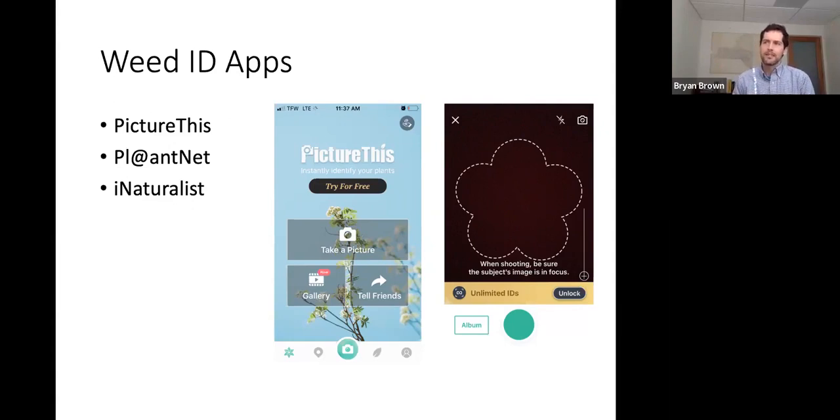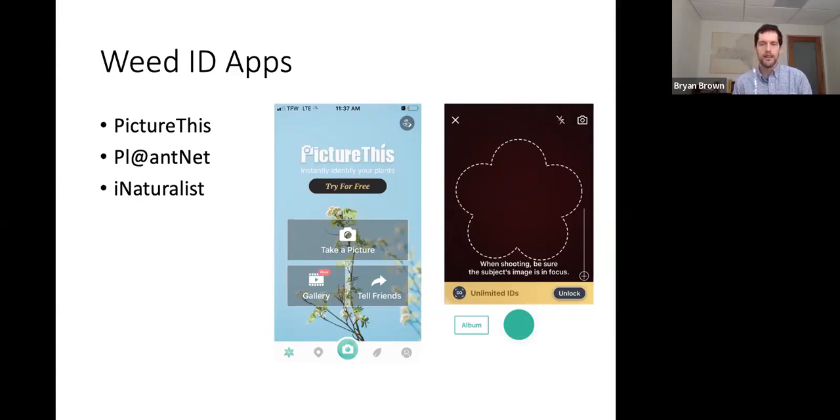There was a young couple that came, and they breezed through all 20 species that we had in about 2 minutes. I said, "What is the deal? How are you so good at this?" And she pulled out her phone. She was using a Weed ID app, and she got all of them correct using this app. I was really impressed. I've been using Picture This here and there, and have also been impressed with how accurate it is.